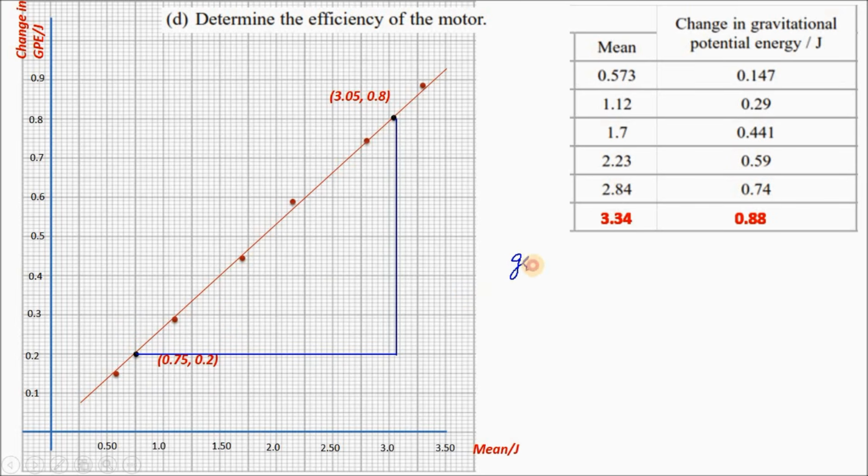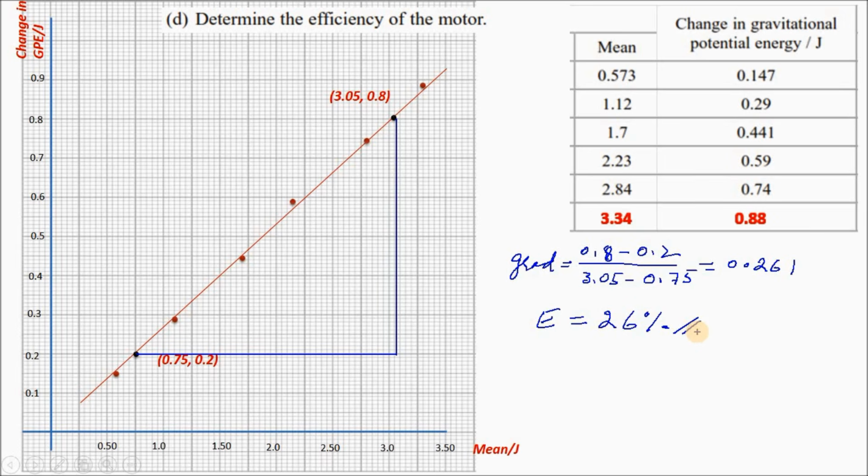So gradient will be equal to y2 minus y1. That means 0.8 minus 0.2 divided by 3.05 minus 0.75, and this gradient will be equal to 0.261. That means after multiplying by 100, efficiency E would be equal to 26%. This is the efficiency of your motor.